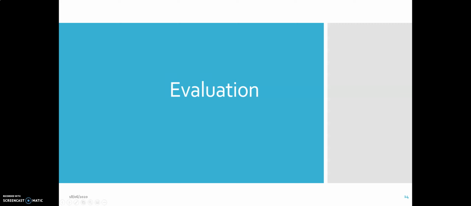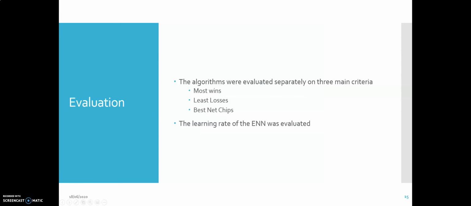Then we performed evaluation. We performed 2 sets of evaluation procedures. The first one was evaluating the algorithms separately. Every algorithm uses 3 candidate hyperparameter solutions which performed best under the following 3 ordering criteria. That is, most wins, least losses, and best net chips.